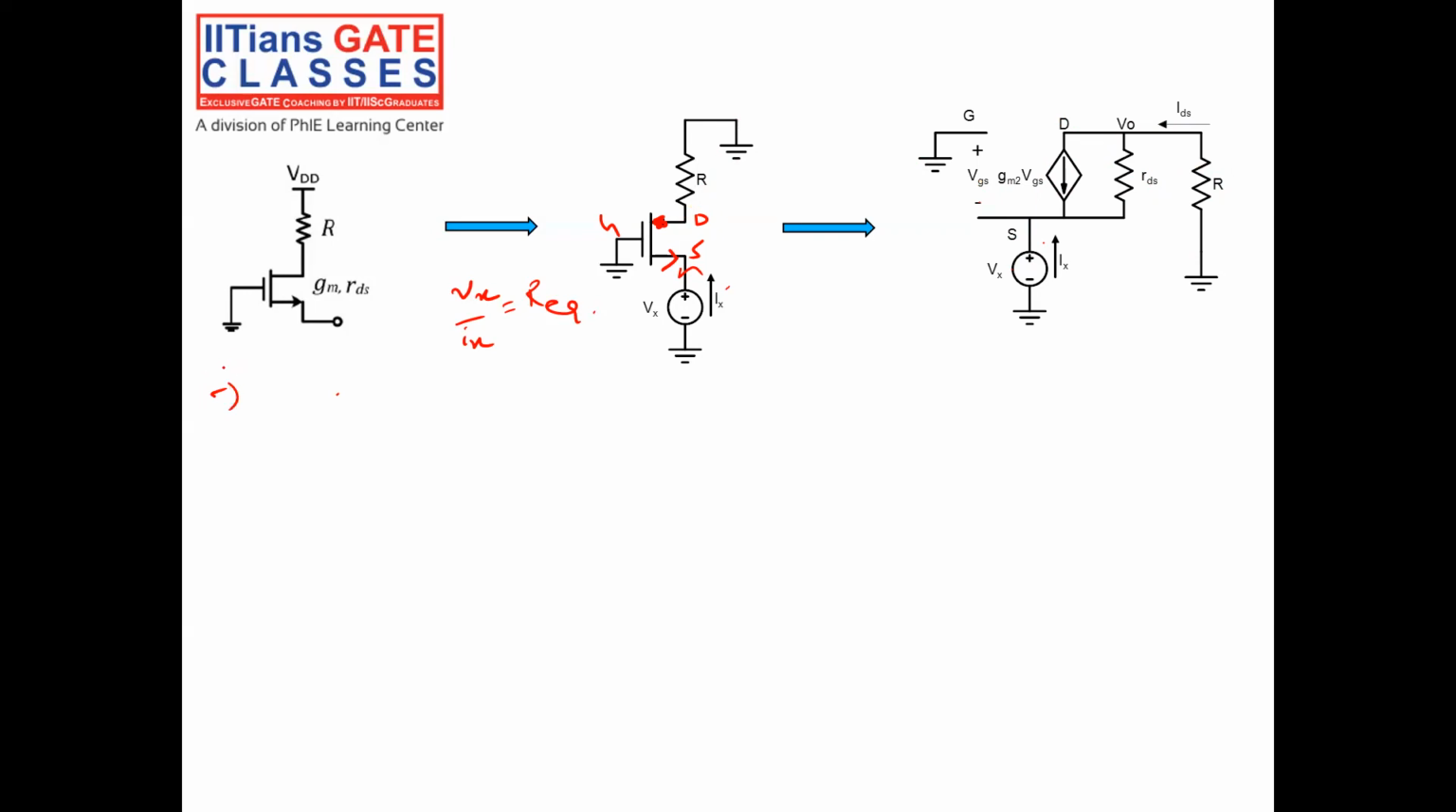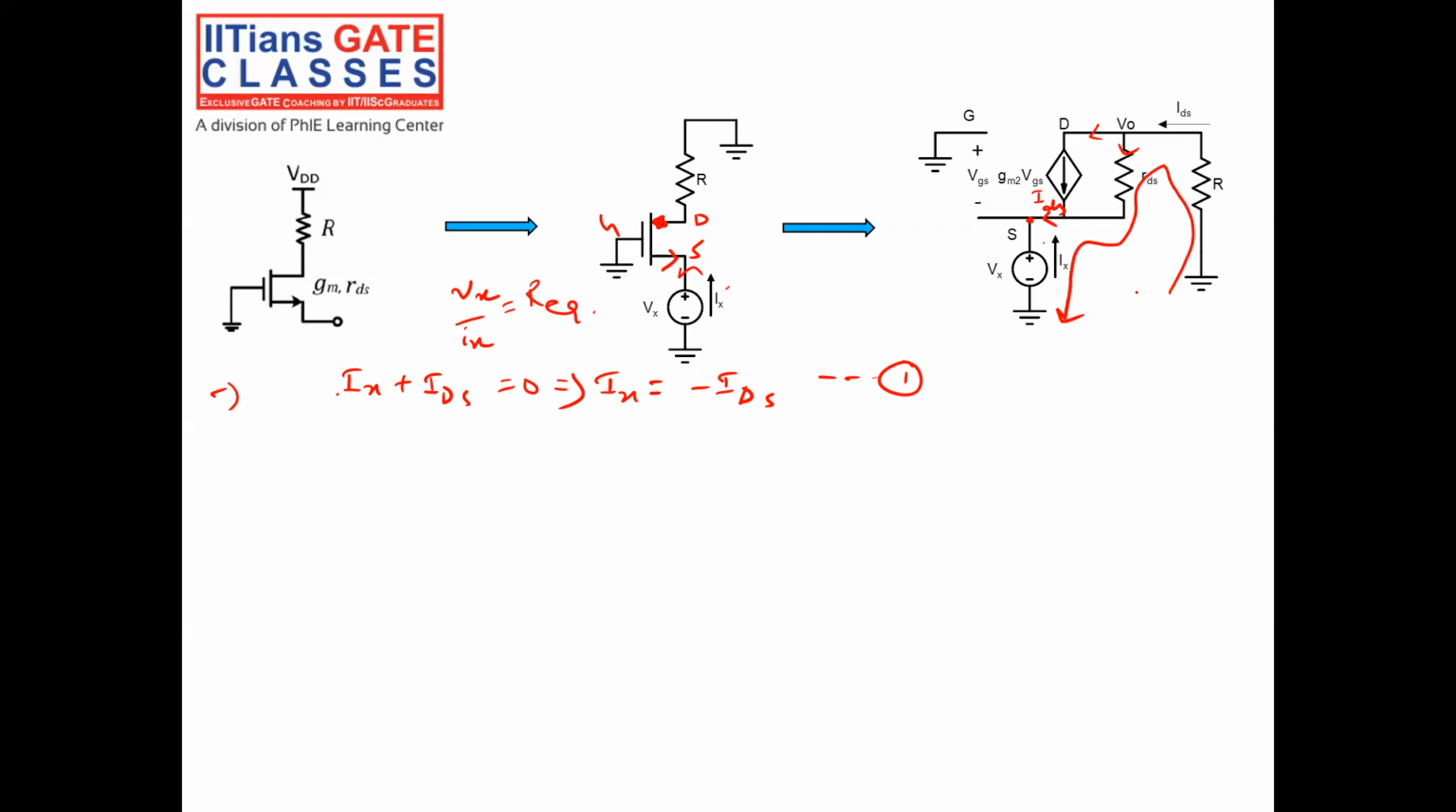See what we can do. This is ID. Okay, so this current will divide into these two branches. Again, it will come here. Right, this is also my IDS. Okay, so if you see in this node, Ix plus IDS is equal to 0. This implies Ix is equal to minus IDS. This is my first equation. Okay, now let us apply Kirchhoff's voltage law in this loop.